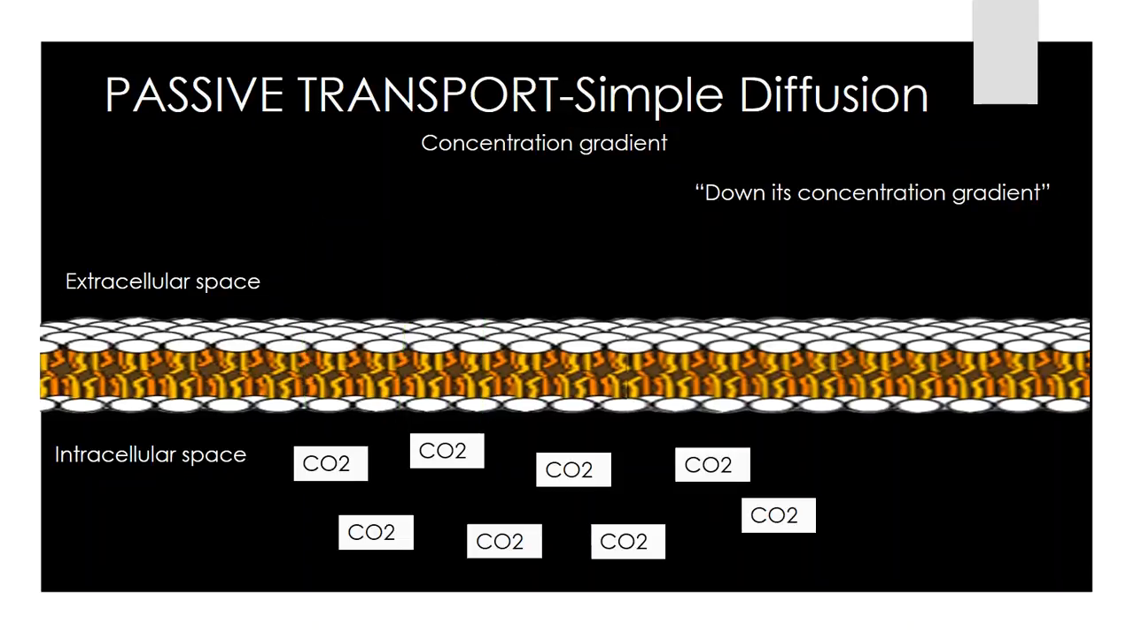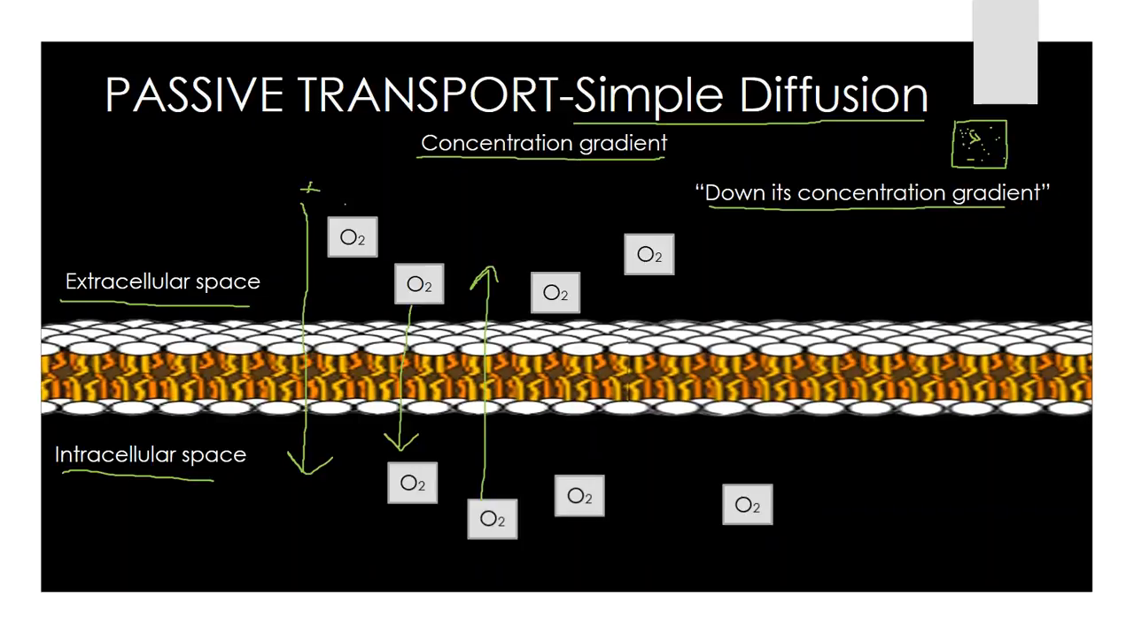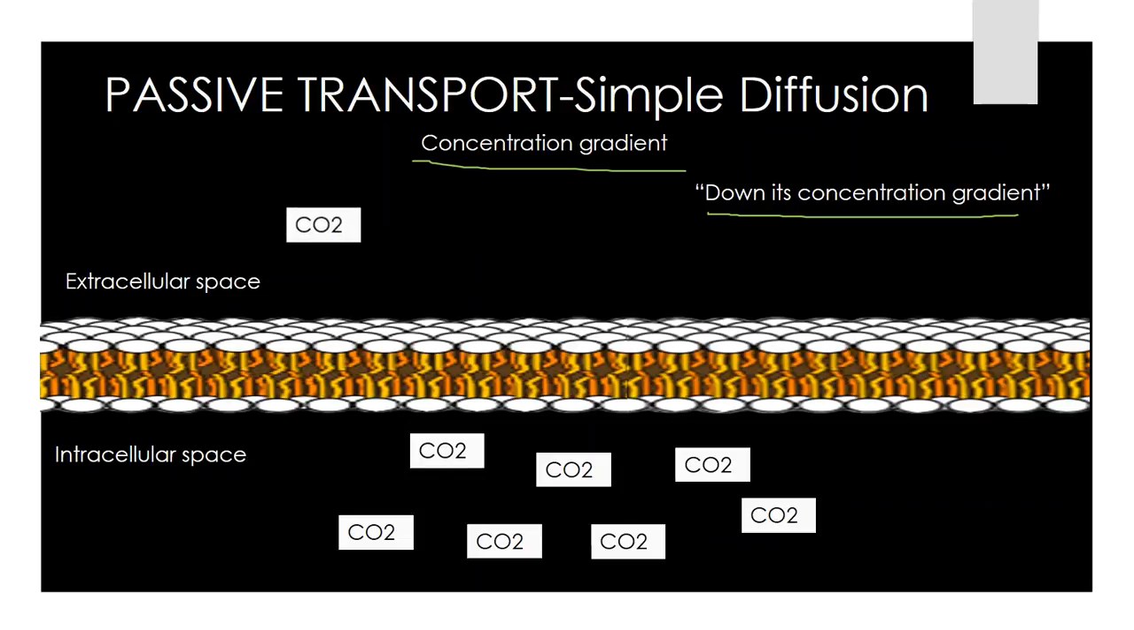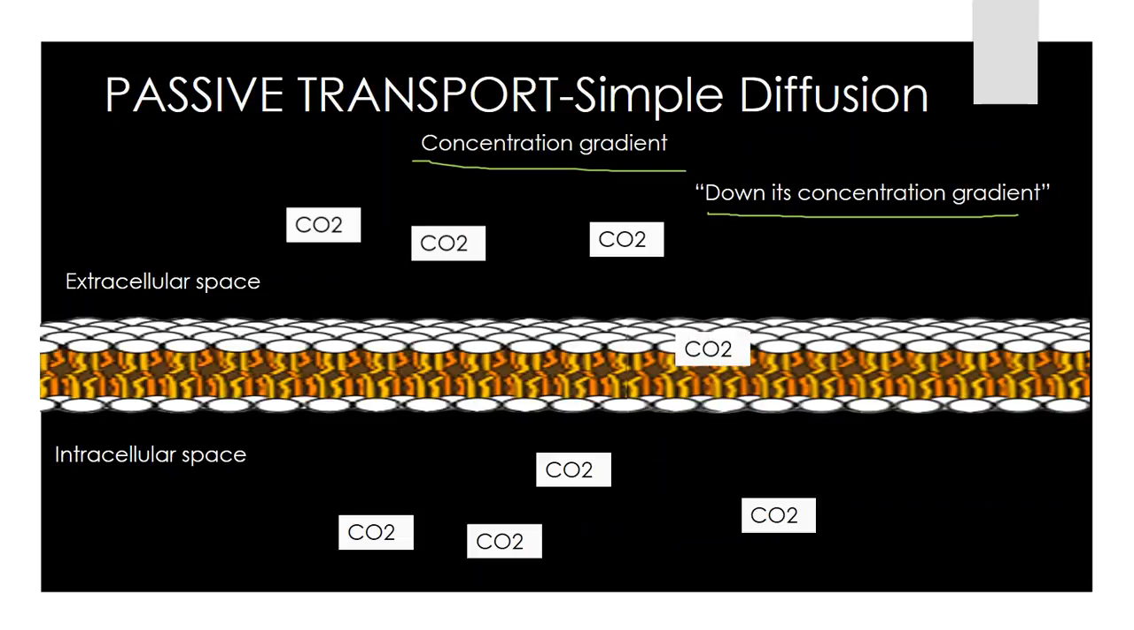So another case of this is, what about carbon dioxide? Can it move out of the cell? And the answer is yes. We have a concentration gradient here. So we have carbon dioxide in. We need to get it out of the cell. We have more inside than we do outside, so there is a concentration gradient present. It is going to move down its concentration gradient, which means it's going to move out of the cell, like so. And it's going to do that until we reach equilibrium.